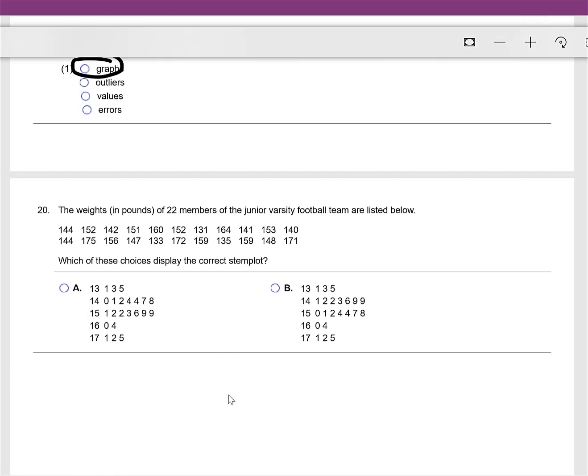The weights in pounds of 22 members of a junior varsity football team are listed below, and we want to determine which would be the correct stem plot. So let's take a look. We've got a 144 and a 144. I see two of those here on the left side. On the right side, I don't see any 144s, because imagine if I could draw a line right down here, this part here is the stem, and then the numbers over here are the leaves. So the correct answer here is going to have to be A. And if we continue, we can see a 152 and a 175 and a 142. So the correct answer here is going to be A.